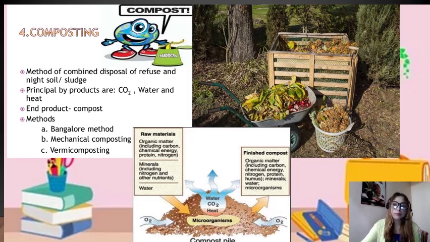It will have a lot of earthworms already, some organisms that are present there to make that soil very fertile and ready for planting different types of plants. So the end product is decomposed. The methods are mechanical composting and the vermicomposting and Bangalore method.